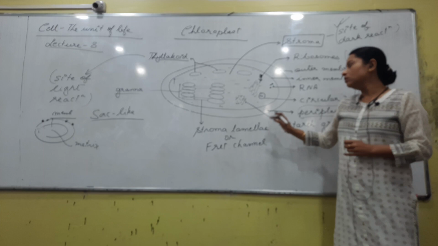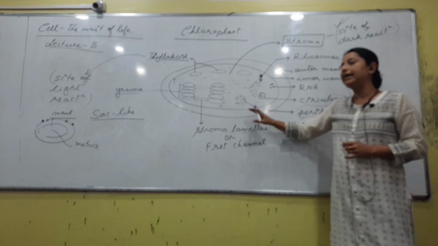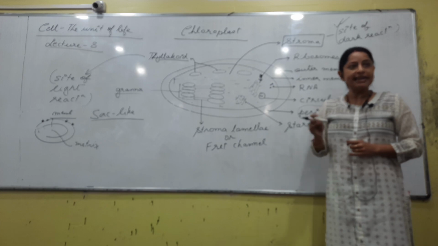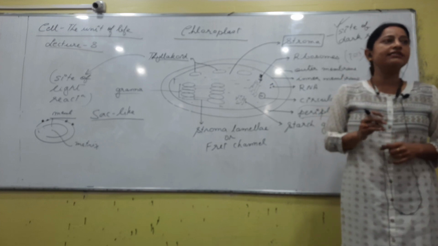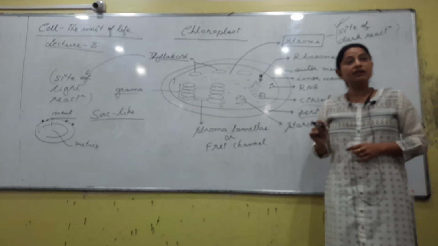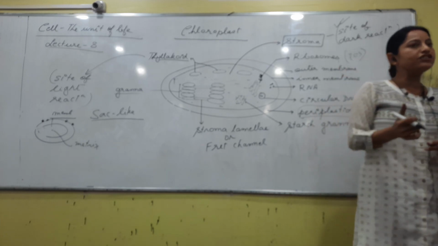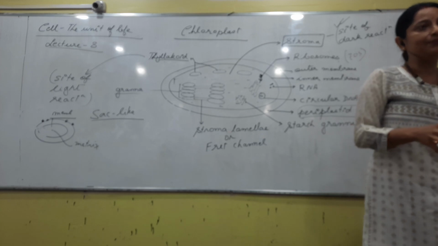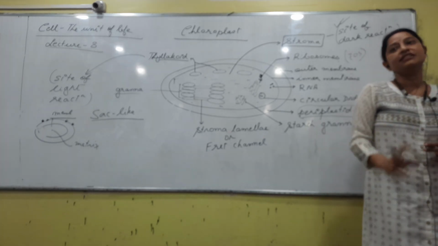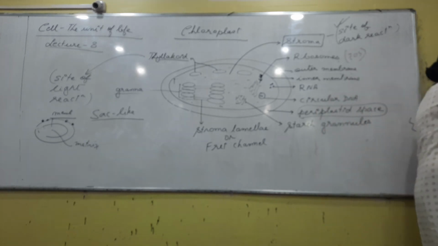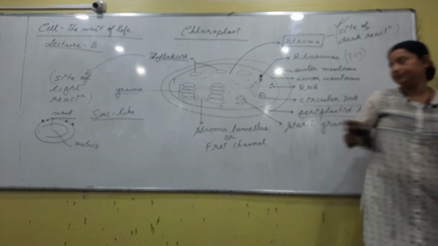Clear? So how questions can come from an MCQ point of view: diagrammatic questions can come, A B C D given, you have to identify the part. Second question could be what is the site of light reaction, what is the site of dark reaction. Third question could be single membrane or double membrane structure. Fourth question, type of ribosomes that is present, right? Fifth question, type of genetic material that is present. Clear? Okay. So this was the explanation. We'll write the notes.